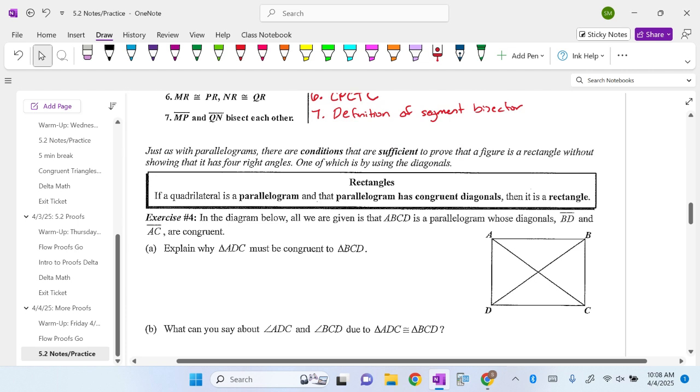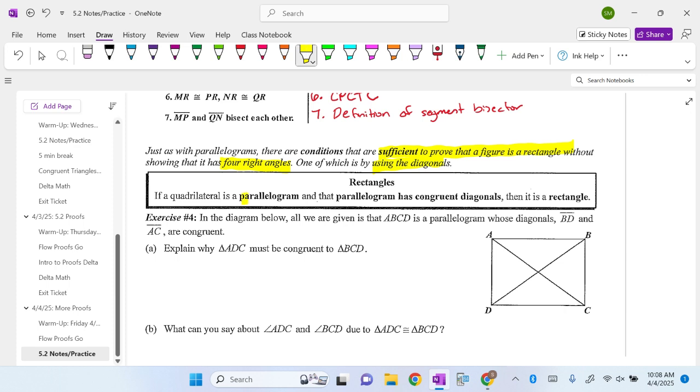Just as with parallelograms, there are conditions that are sufficient to prove that a figure is a rectangle and has 4 right angles, one of which is by using the diagonals. If a quadrilateral is a parallelogram and has congruent diagonals, then it's a rectangle. In other words, if we can show that the diagonals are congruent, then it's a rectangle, because rectangle is the only shape in the hierarchy, besides a square, which is lower in the hierarchy, that has congruent diagonals. So we are given ABCD as a parallelogram whose diagonals BD and AC are congruent.